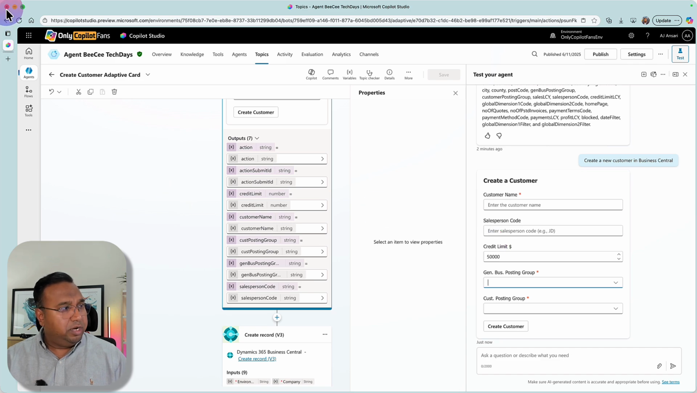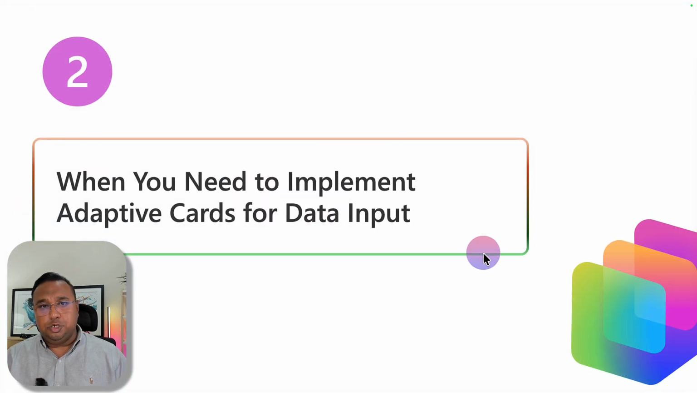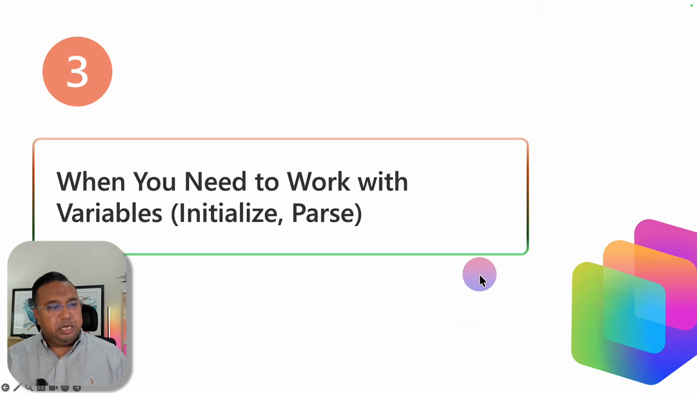So let's close this window, and this then takes us into our third best practice. Our third best practice is when you need to work with variables, whether it's initializing variables or parsing variables. Now, for those of you who have used Power Automate extensively, you know there's a lot of opportunity in a Power Automate flow to work with variables, from composing things, to concatenating things to put into a variable, to initializing variables, choosing data types, etc. It is a very easy to work platform.